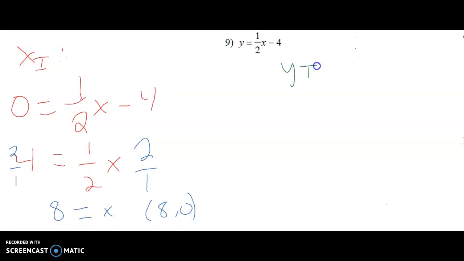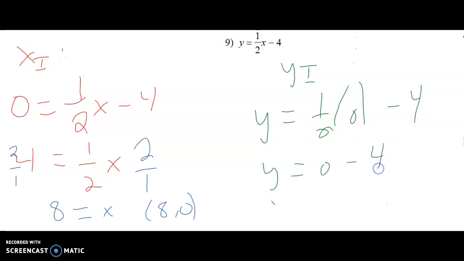Okay, my y-intercept, set x equal to 0. So 1/2 times 0 is just 0. It's negative 4. So 0, negative 4.